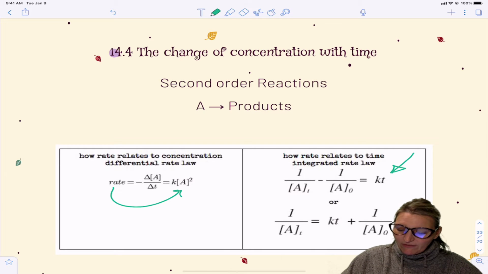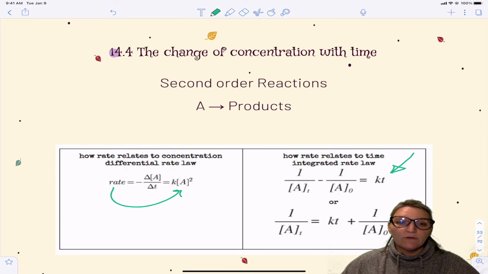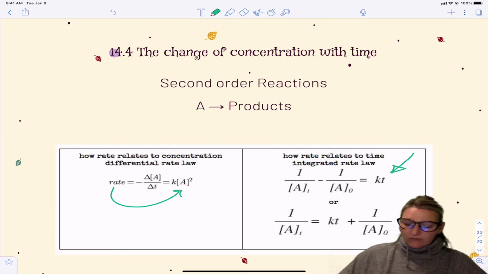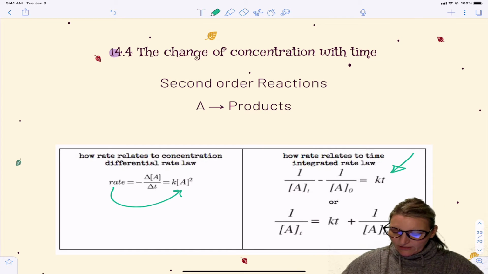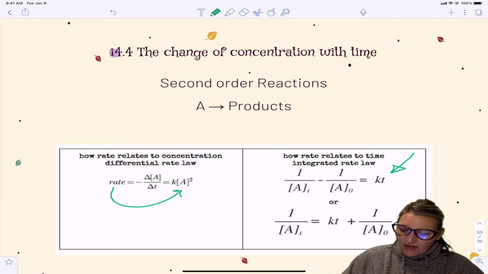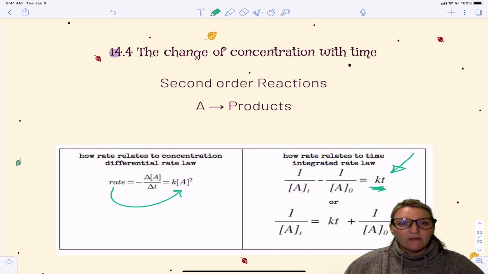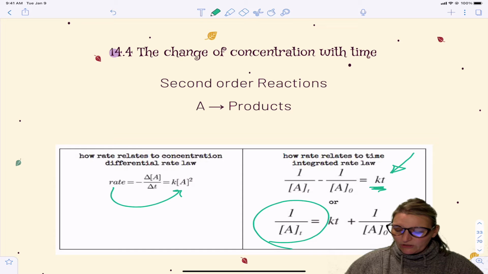Basically it looks very similar to the formulas for first order reactions, but now it's the reciprocal of the concentrations. These are on your formula sheet. I would choose this version if the question was asking me for time. I might choose this version if the question was asking me for the amount at a certain time down the road.